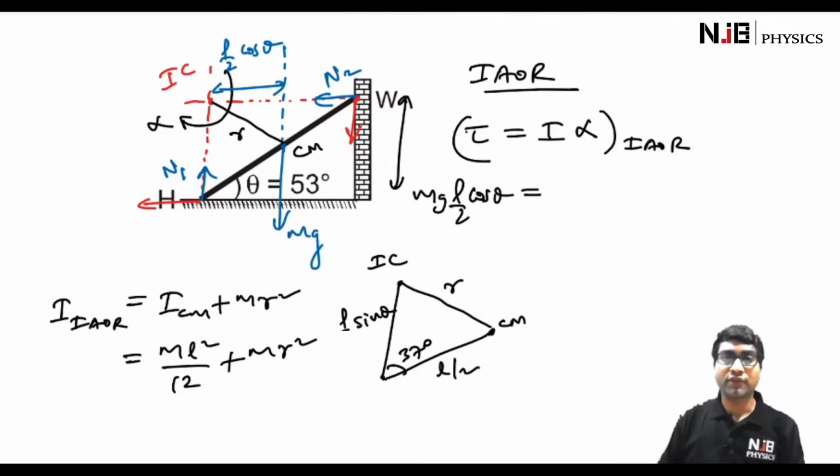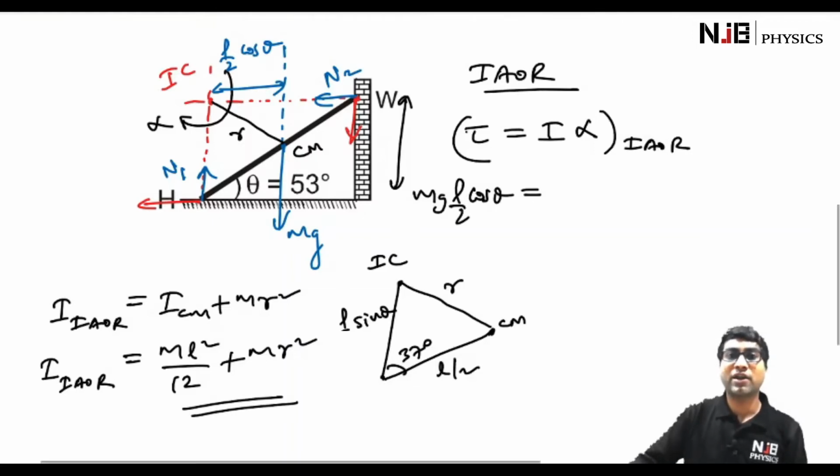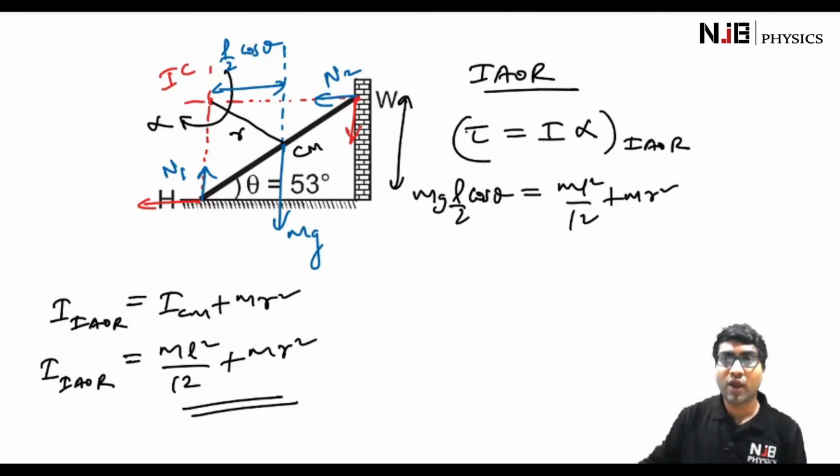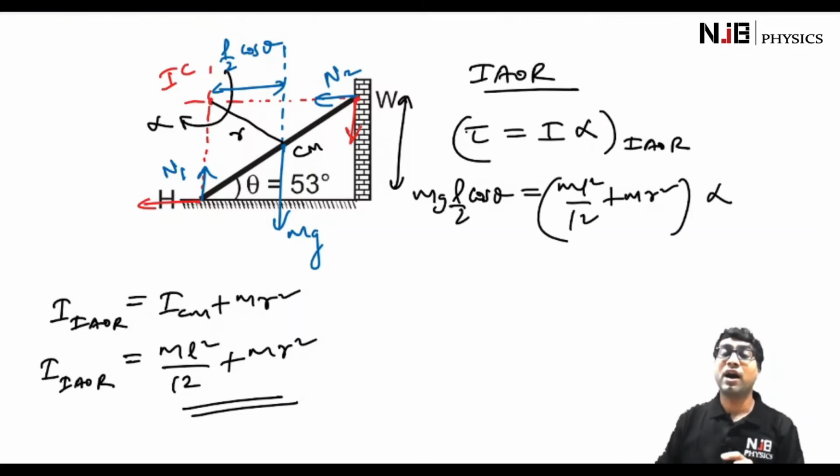So I'm not solving it over here. Assuming that you can find this value, I am leaving the moment of inertia about the instantaneous axis of rotation as m L square by 12 plus m r square. And so this equation mg L cos theta by 2 is equal to m L square by 12 plus m r square times alpha. So see, from here you can get the value of alpha quite quickly as compared to the previous method.